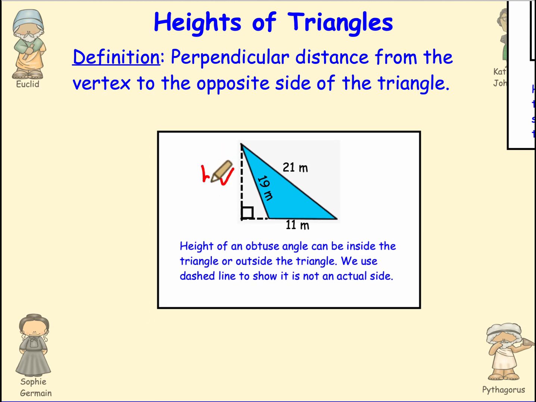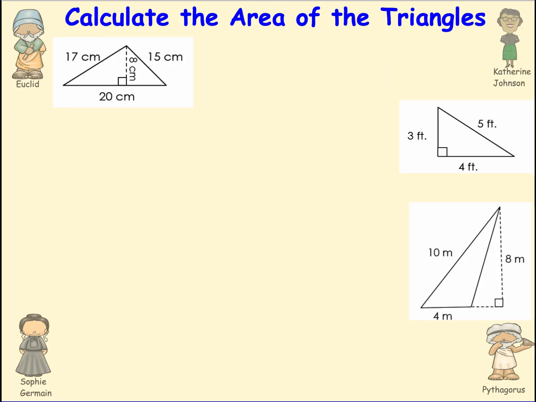So this is my height, and this is part of the triangle, so it's my base. Sometimes we have it on the outside of an obtuse triangle, but not always in an obtuse triangle. Okay, so now let's actually calculate the areas of the triangles.